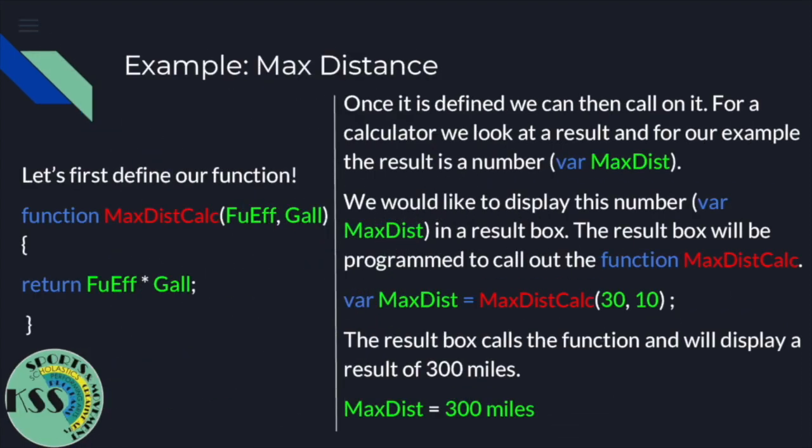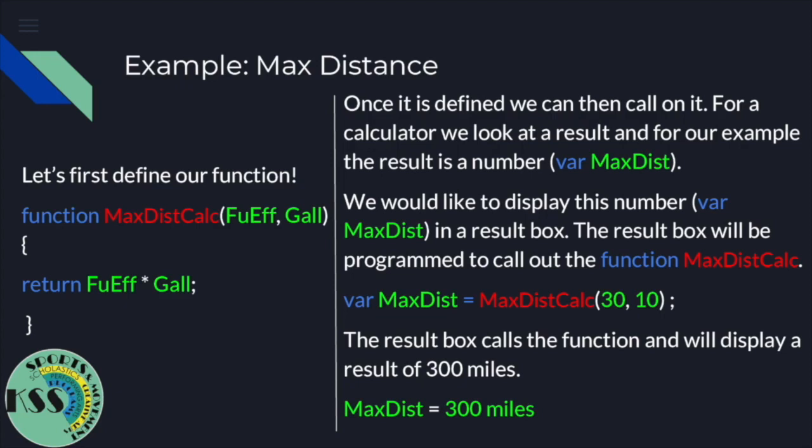Okay, now let's first define our function. Let's take a second to go over the slide. The function will include the maximum distance calculation against fuel efficiency per gallon. Okay, now that it is defined, we can then call on it.